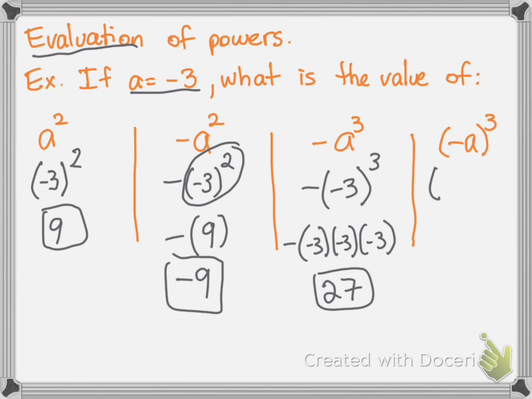Finally, I have negative 3 to the third power. So I first have to simplify what is inside of the parentheses, and then I'm going to simplify the power, or the exponent. So in this case, it's 3 positive to the third power, which is also positive 27.